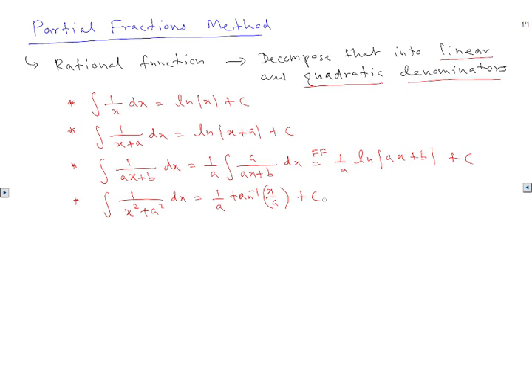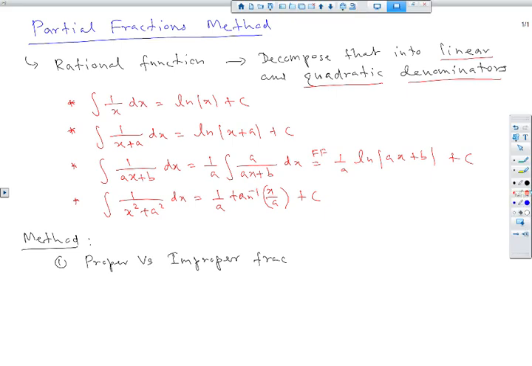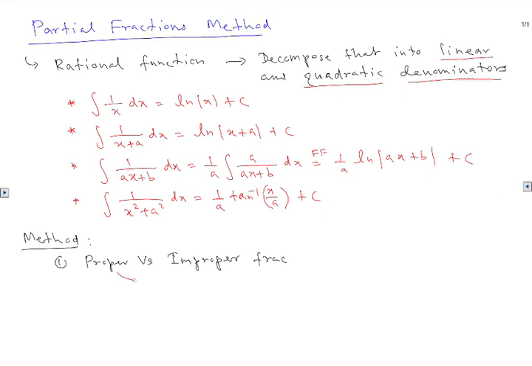And then how the method works. It has several steps. The first thing that we do is check whether it is a proper fraction or an improper fraction. If it is an improper fraction, we're going to do the division. We're going to divide, and then we get it to a proper fraction.